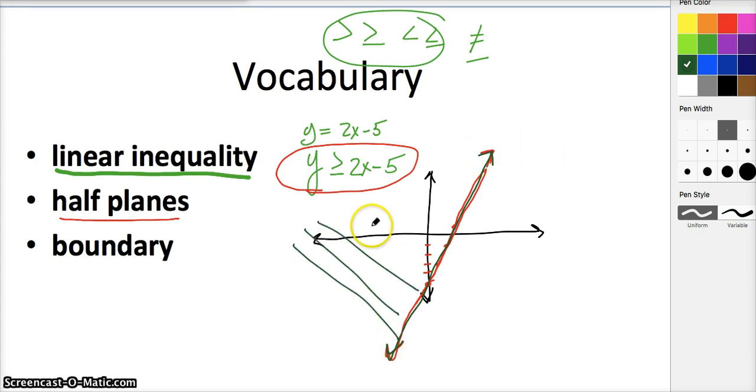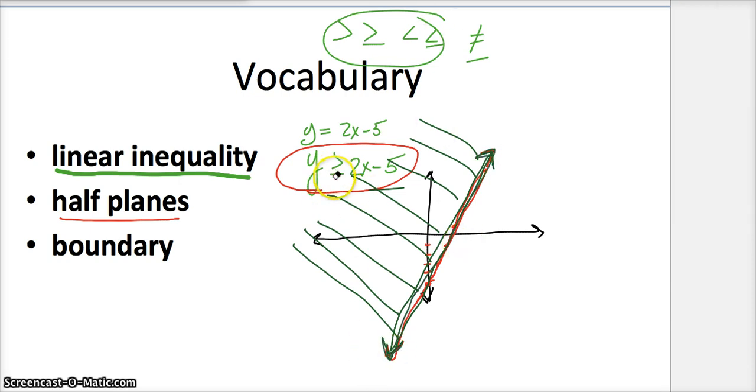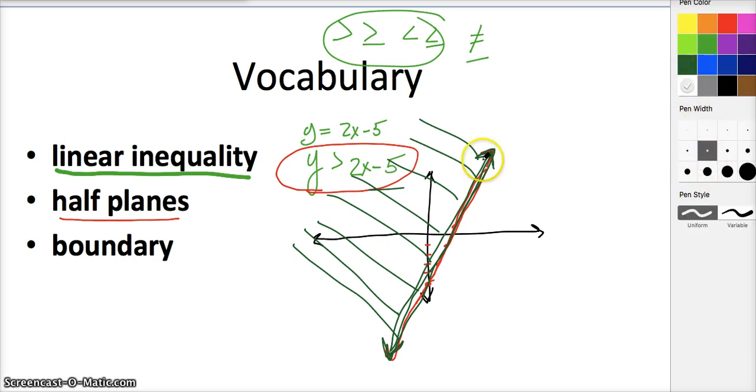There's a couple ways to talk about how I know to shade above. But my real quick way of doing it is I just say y is greater than this line. If y is greater than this line, that means y is everything above the line. If it were less than, it would be below. We're going to have a solid line here because y is also equal to that. But if we were to take off the equal to, we would end up having to have a dotted line.